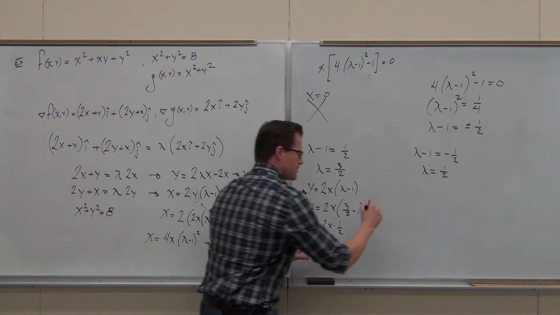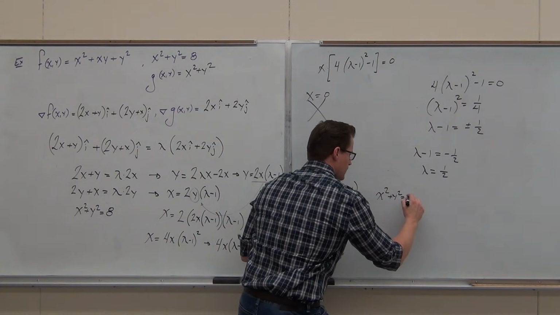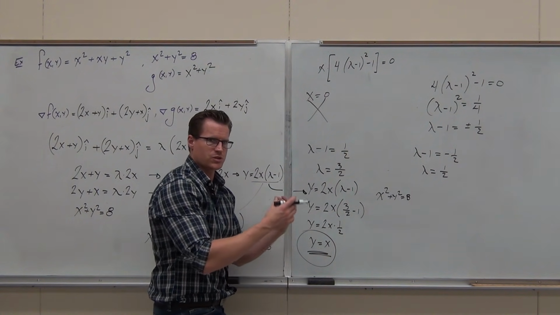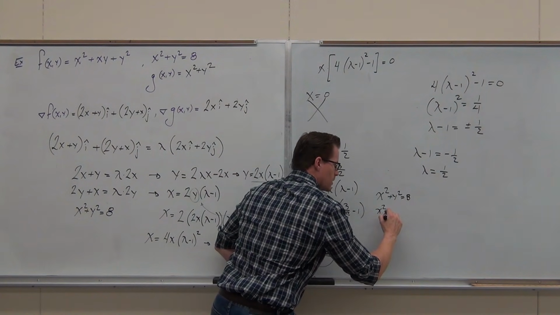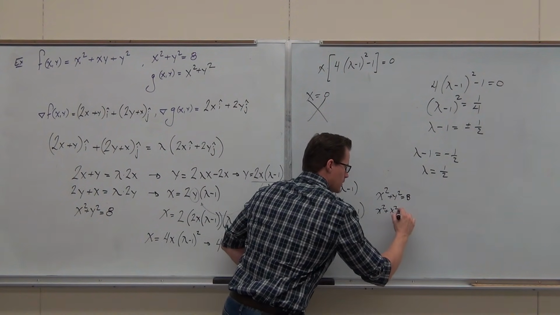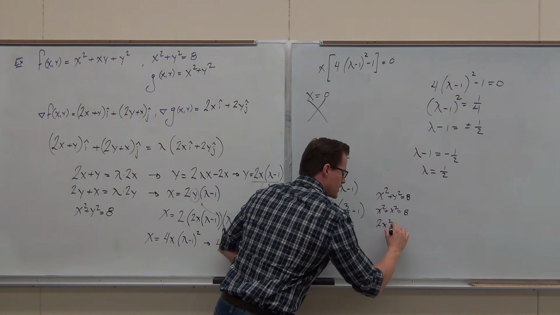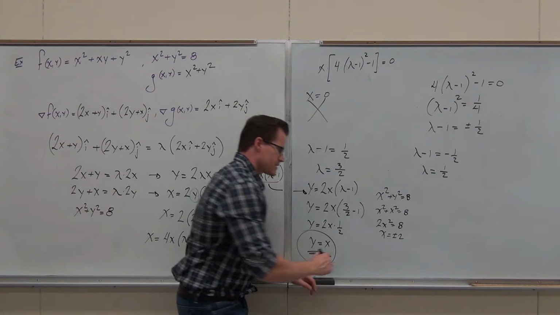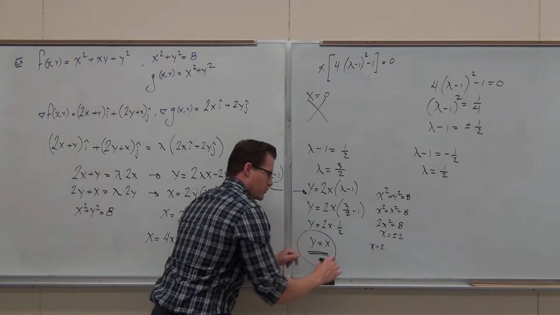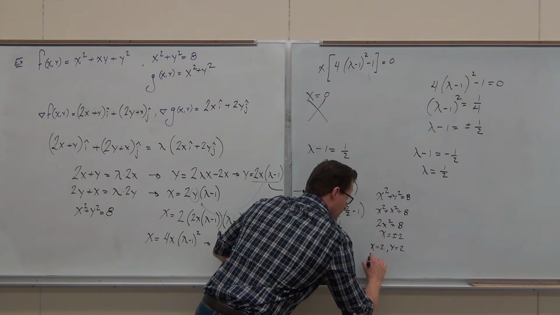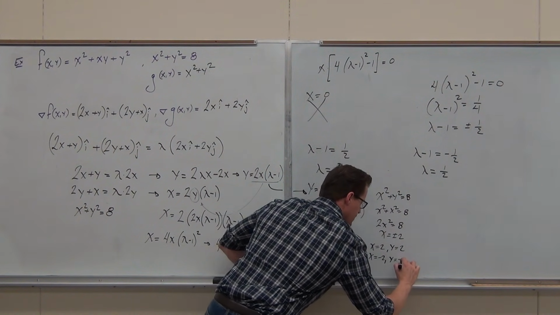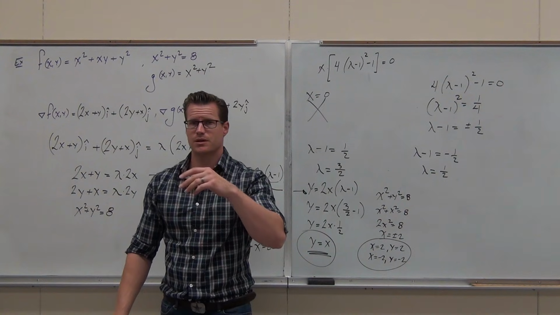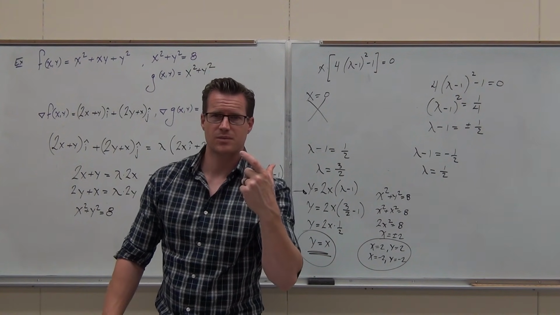Now we take that and we substitute whatever you want. Choose x equals y or y equals x. I don't care. I'm going to choose y equals x. Then x squared plus x squared equals 8. 2x squared equals 8. X equals plus or minus 2. If x equals 2, then y equals 2. If x equals negative 2, then y equals negative 2. Those right there are 2 points that will be either a maxima or minima.